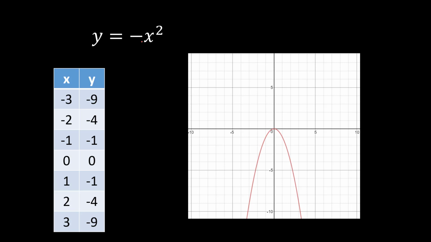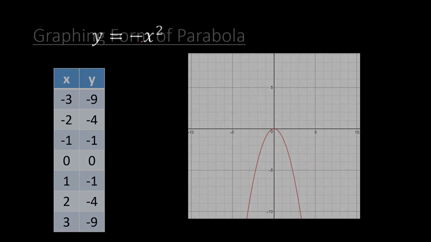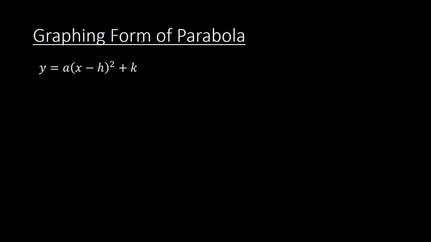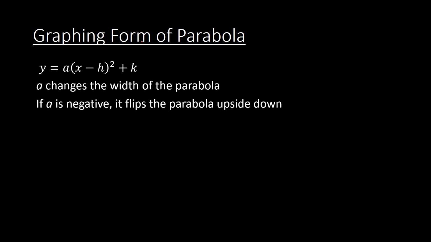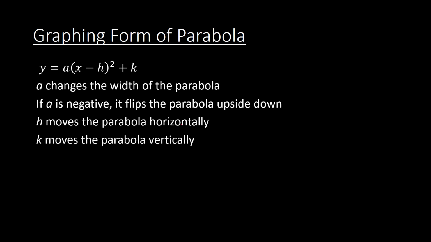So now we have seen what every different part of the function will do to the graph, and now putting it all together, and to recap, if this is your general equation, then a changes the width of the parabola. So the number in the front of the squared term changes the width, whether more skinny or more fat. If it's negative, it flips the parabola upside down. H, this number in here inside of the parentheses, will move the parabola horizontally. And k, the number out being added or subtracted, will move the parabola vertically.